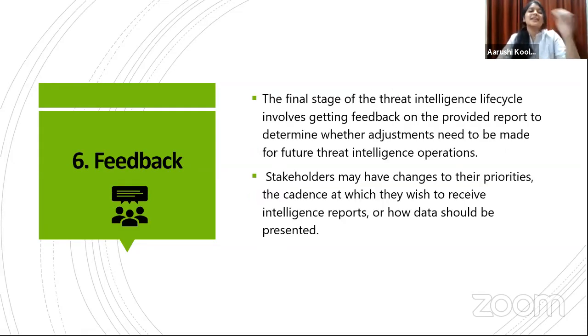Yeah. And the last stage, of course, is the feedback stage, and we get the feedback from the stakeholders. We go over the provided report to determine where the adjustments need to be made for the further threat intelligence operations, right? And stakeholders may have to change their priorities, the frequency at which they wish to receive the reports, or how it should be presented. So feedback is important because we do the work, and then the team should know of any possible changes, any type of change, right, for the next report. So this was the life cycle of the threat intelligence.